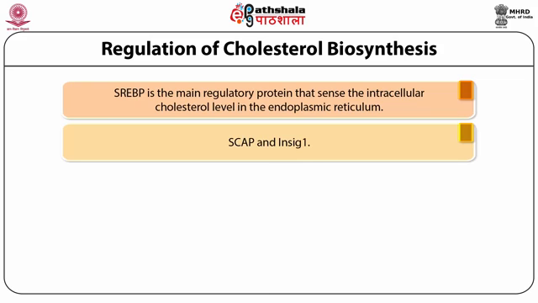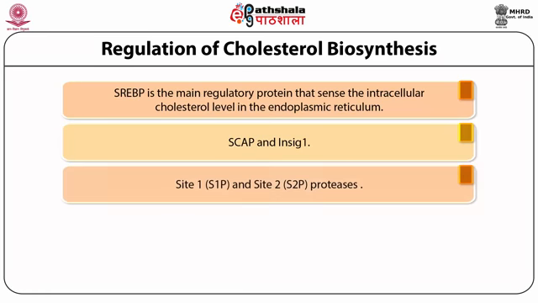When the level and the concentration of cholesterol goes down, INSIG1 separates from the SREBP-SCAP complex, allowing it to drift towards the Golgi complex, where site 1 and site 2 proteases cleave SREBP. The site 1 and site 2 proteases get activated by SCAP when the concentration and level of cholesterol becomes low.